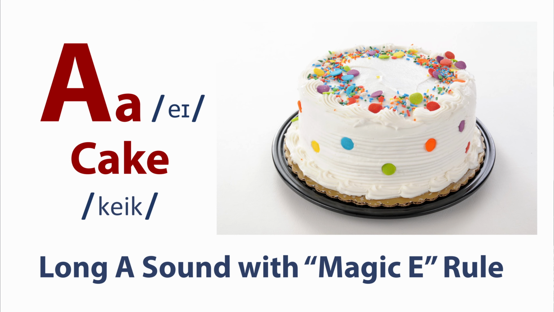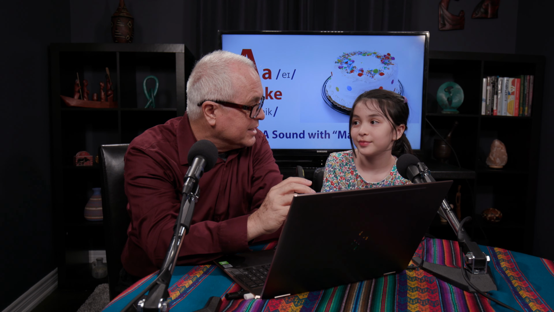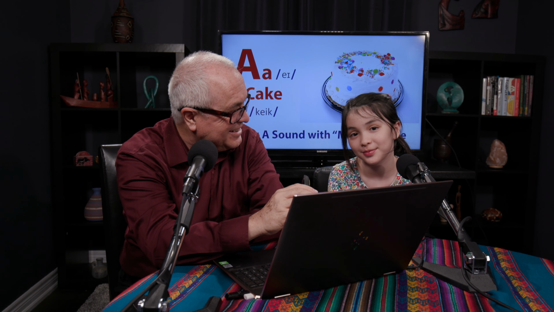The A in cake. Cake. Because of the E at the end of the word, that lets you know that the A, or the preceding vowel, should be pronounced using its long sound. And it's interesting that usually the E will be silent, right? Cake. You don't say cakey, right? There's no cakey, it's just cake. So the E is silent.